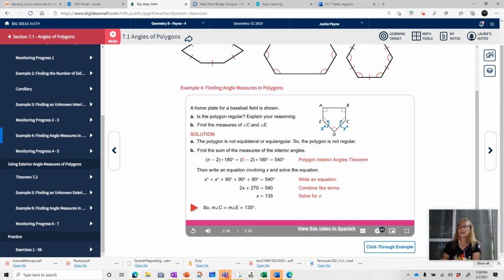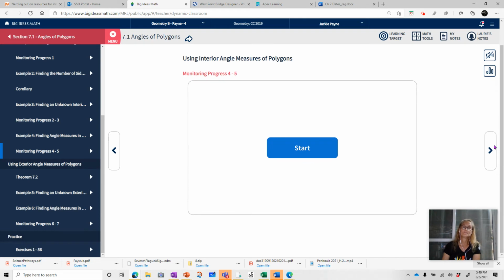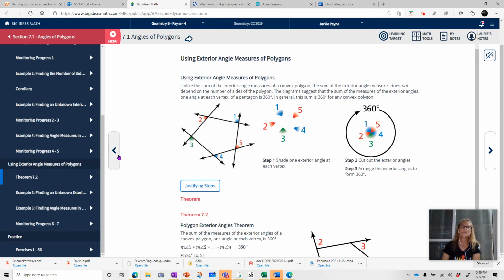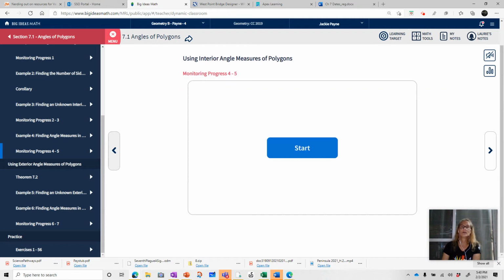Now we're going to go to the second part of the lesson. Not only are we going to look at interior angles, we're also going to look at exterior angles. So, hold your hat. Let's get ready for this. One more theorem and then 2 more examples. Here we go. Oh, that's monitoring progress. Okay, so using exterior angles.